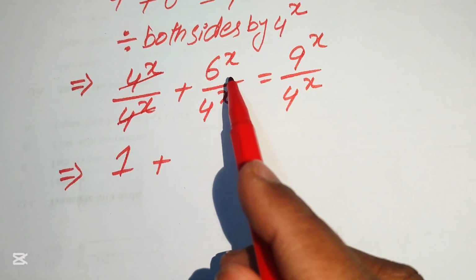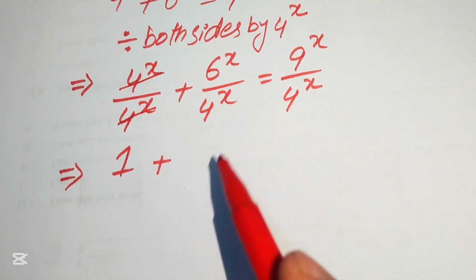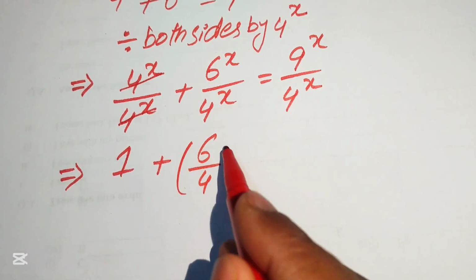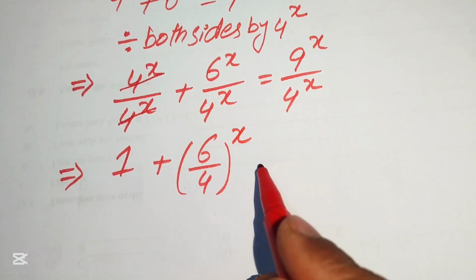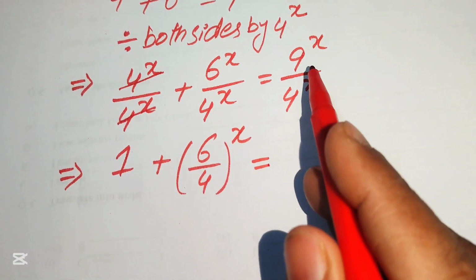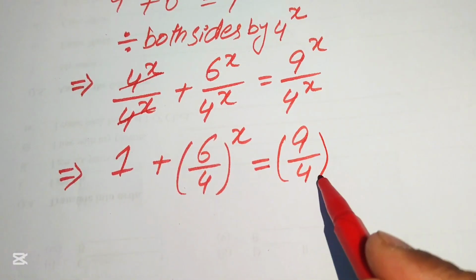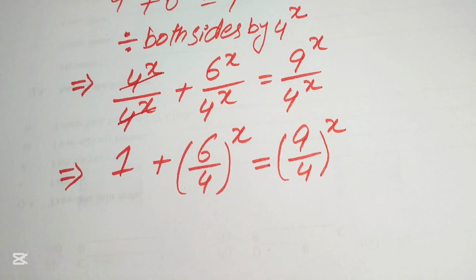Here you see that the exponents on both of these terms are same. So we combine the exponent of these two terms and we write it as 6 over 4 and its exponent is x. Similarly here the exponent of these two terms are also same. So we write it as 9 over 4 and its exponent is x.